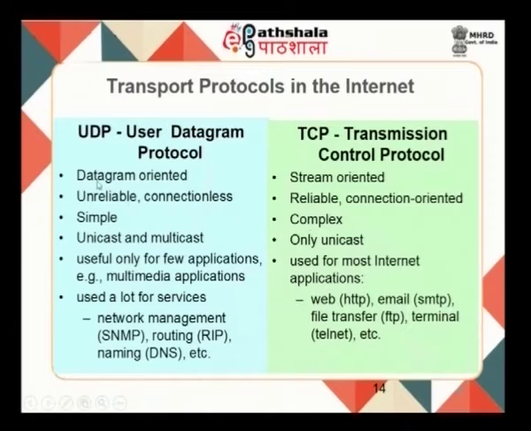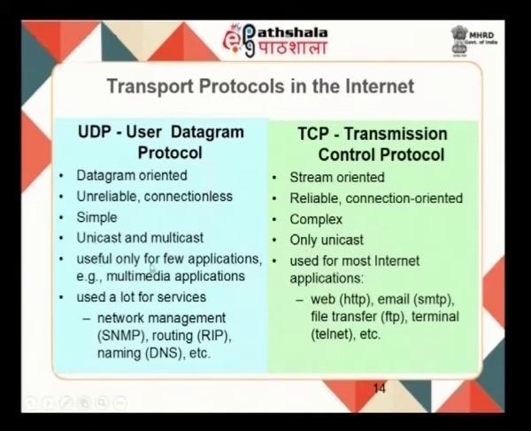The UDP protocol is a datagram oriented protocol, that is, each packet consists of a message. The TCP protocol on the other hand is a stream oriented protocol, that is, it looks at the data being sent as a stream of bytes, it is a byte stream protocol. UDP is an unreliable protocol, it is a connectionless protocol. TCP on the other hand provides reliability and it is connection oriented. UDP is very simple, TCP is complex. UDP supports both unicast and multicast, TCP is used only for unicast.